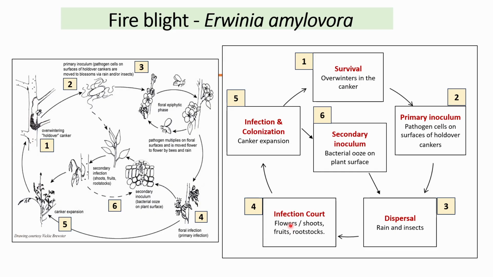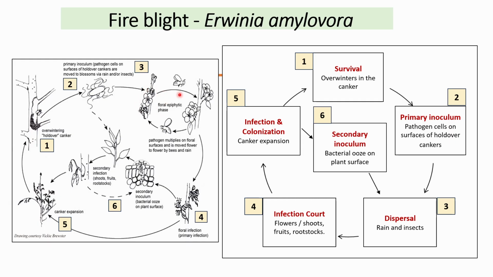Why? Because the insects, this fly, move the bacteria from the ooze that is present here in the canker to the flowers. They will fly to the flowers because they are attracted, maybe because the flowers have nectar, and then these flies will move from these cankers. From these cankers, they can touch the ooze, so they can carry the bacteria on their body, and then they move to the flowers.